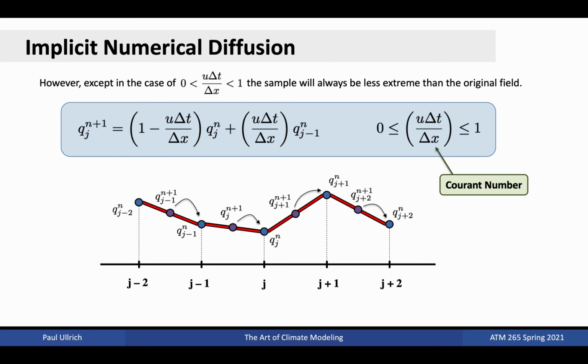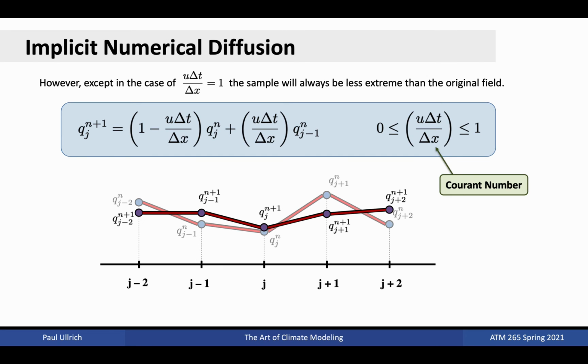Observe, however, that unless the Courant number is equal to 0 or 1, the global maximum of our updated solution will never be as large as the global maximum of the initial solution. The linear interpolant will always lie between the values of adjacent points, so these sampled solutions at the next time step must also be less extreme than either of these points. As a result, our updated solution is always smoother than the initial solution, effectively the action of numerical diffusion.